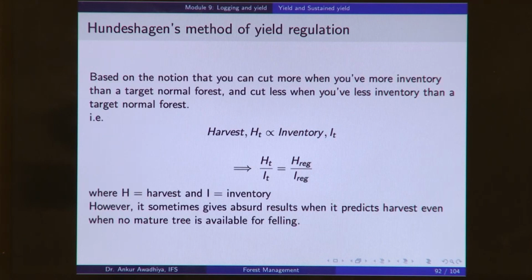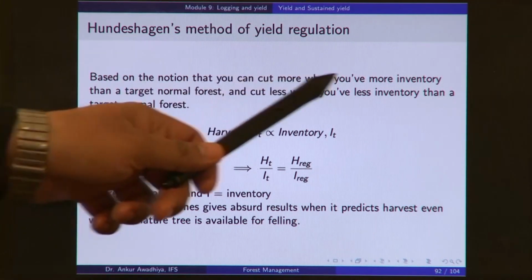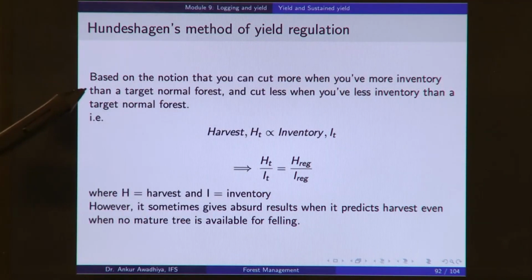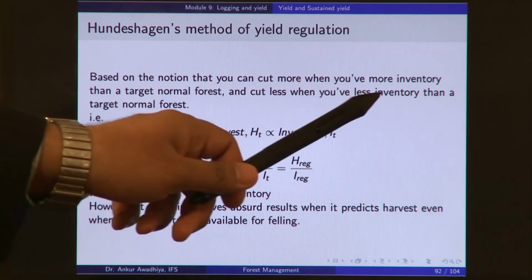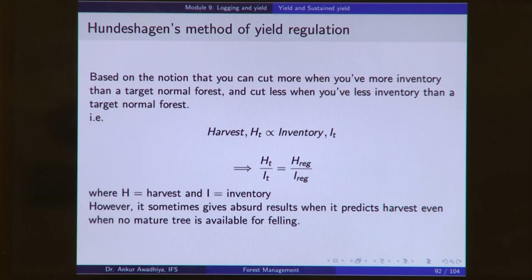Now, let us look at some more intricate methods. So, this is the Hundeshagen-Huggins method of yield regulation. Now, this is a much better and a much more scientifically sound method. It is based on the notion that you can cut more when you have more inventory than a target normal forest, and you can cut less when you have less inventory than a target normal forest.